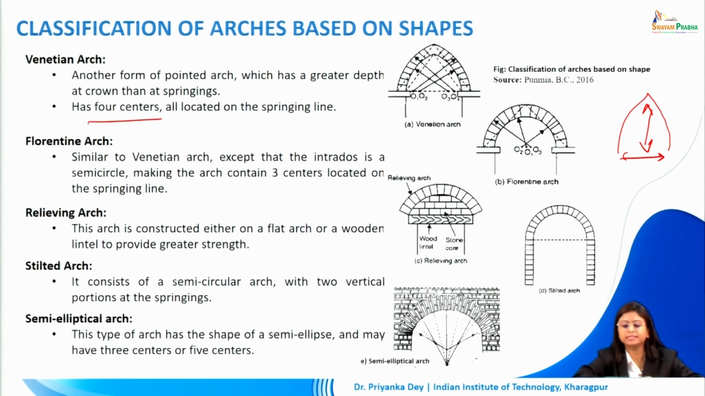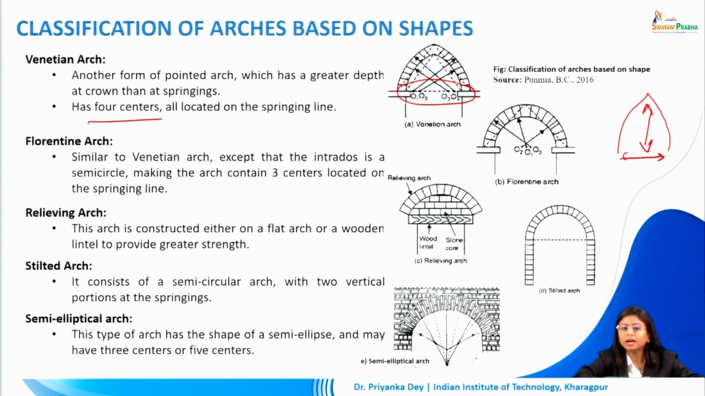Now all of these centers are located on the springing line. So very different from a segmental arch in which the center was far below the springing line. Here all the centers, all 4 of them, will lie on the springing line.